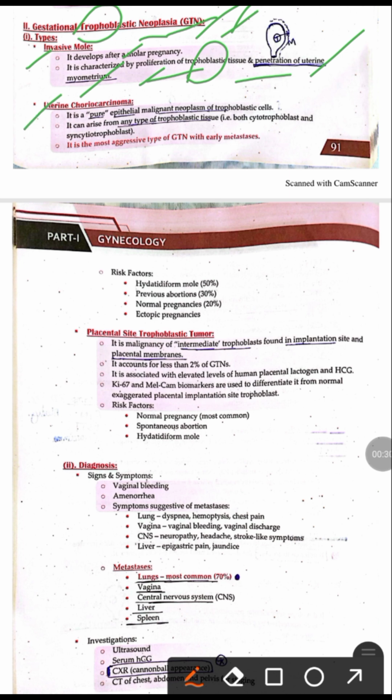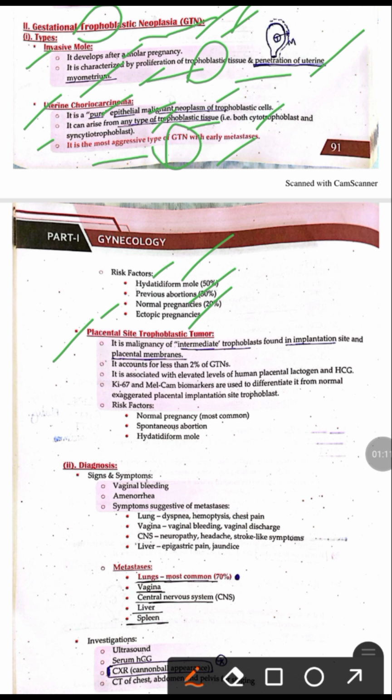Second one is the uterine choriocarcinoma. The choriocarcinoma is an epithelial malignant neoplasm of the trophoblastic cell, and it can arise from any type of trophoblastic tissue. That is, it can arise from the cytotrophoblast or the syncytiotrophoblast, and it is the most aggressive type of gestational trophoblastic disease, having early metastasis. The risk factors for choriocarcinoma are hydatidiform mole, previous abortion, normal pregnancy, and ectopic pregnancy. But the most common risk factor is a previous history of abortion or hydatidiform mole.